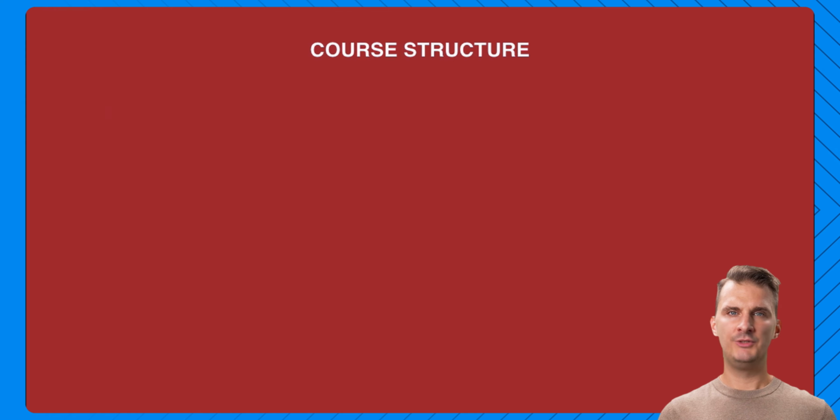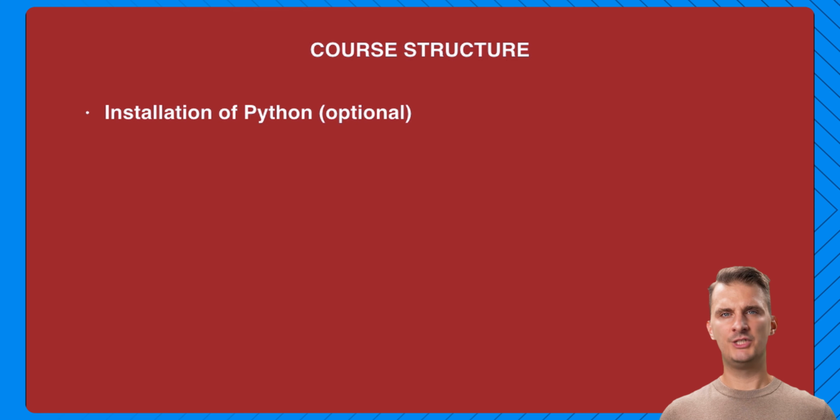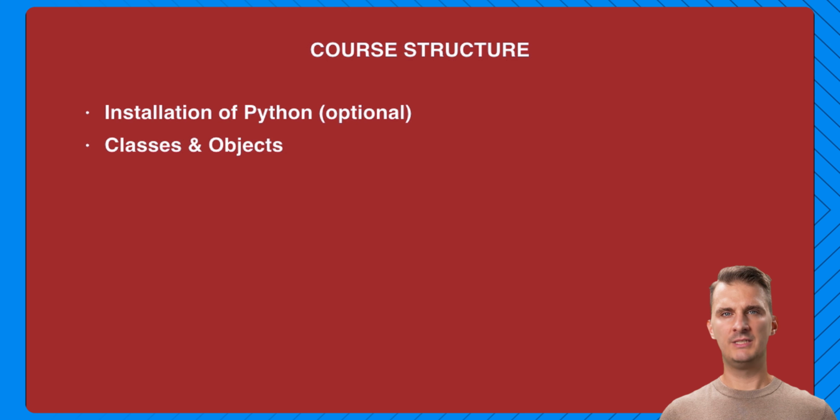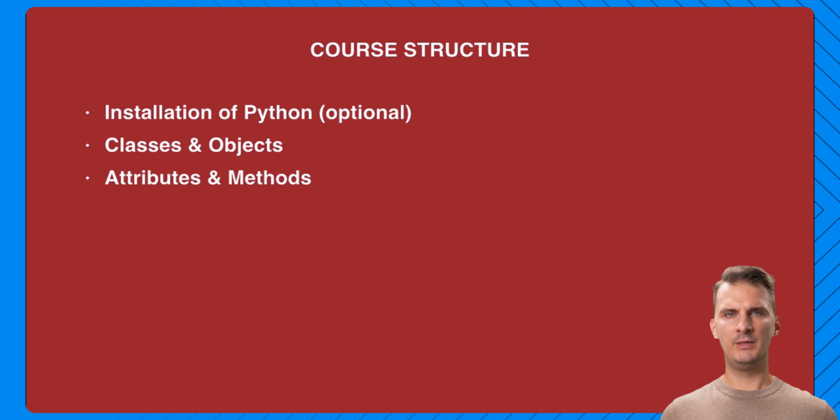We will first start off by installing Python on your machine, whether you're on Windows or Linux or Mac. Now this is an optional section if you already have Python installed in your system. And then we move on to classes and objects, which is the underlying structure of object-oriented programming. And then you will learn about attributes and methods which constitute a class.